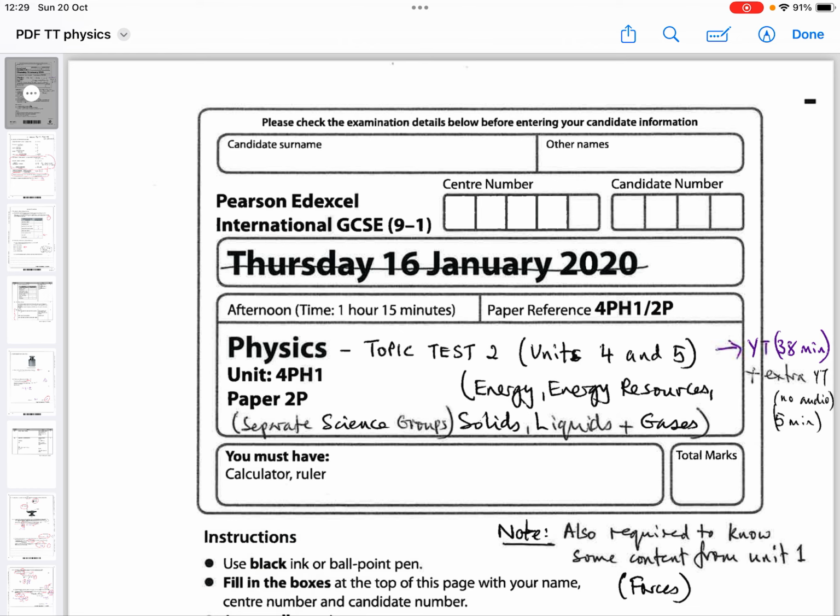I took a lot of the questions from the 2020 papers. It wasn't all from one paper. And this is to prepare students for paper 2, which is the physics IGCSE only. It's not for double award. Okay.